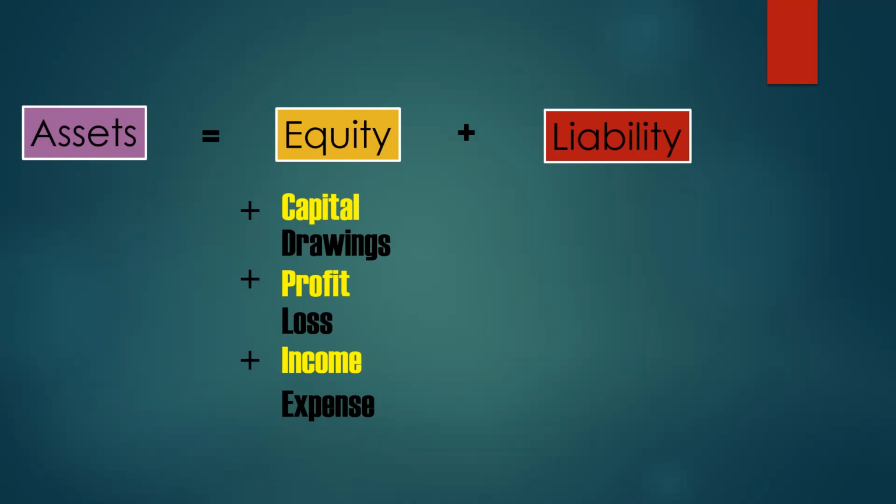So drawings, loss and expense, what do you do? Add or deduct, my dear? Capital, profit, income, we will add. Therefore, drawings, loss, and expense will be deducted from equity. Deducted from equity, right? Can you note it down, plus, minus? Better use two different colors, or highlight the plus and minus. Plus highlight it, minus no need to highlight, or use different colors, whatever the technique. Make it attractive, make it easily visible.